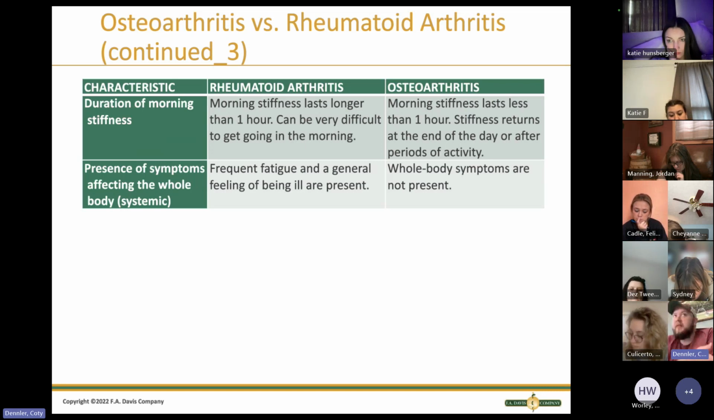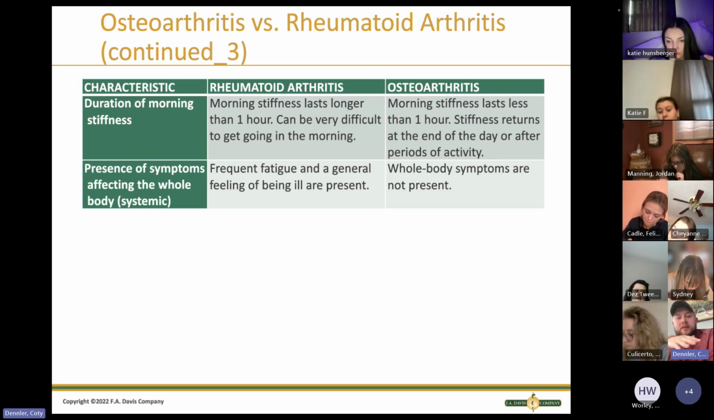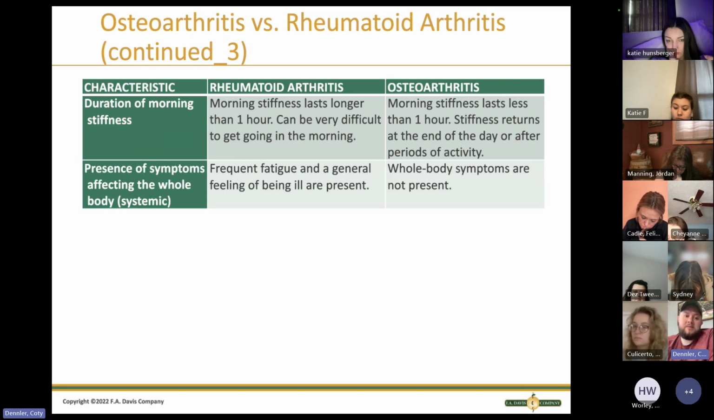But at the end of the day, when they start sitting on the couch for longer periods of time, that's when the stiffness starts to come back. Okay. So super, super stiff in the morning is RA. OA, you're still stiff in the morning, but it usually goes away about an hour or so after you've been moving. And then it comes back later in the day when you start to get a little bit more sedentary.